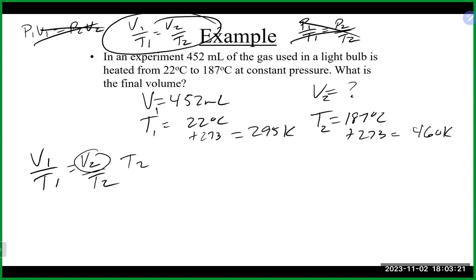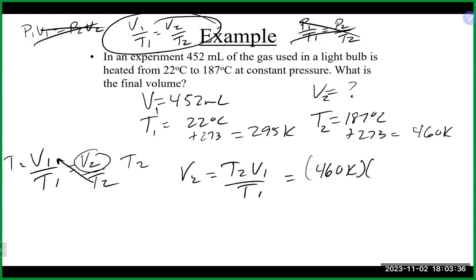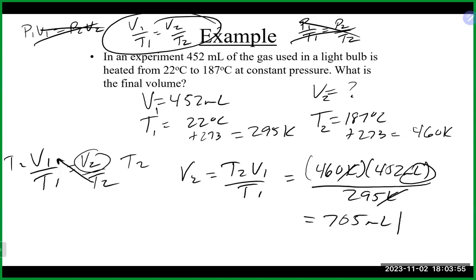So we're just going to multiply T2 to the other side, or just move it to the opposite location. That will give us that V2 is equal to T2 V1 over T1. Putting in our correct numbers here, 460 up on top, 452 milliliters, and divided by 295. Our Kelvins will cancel, going to leave us milliliters, which is a volume. So 460 times 452 divided by 295 looks like 705 milliliters.